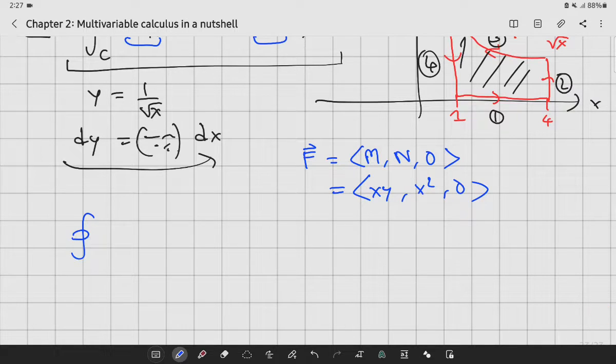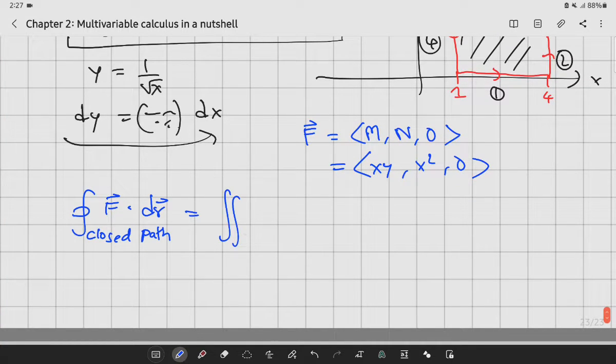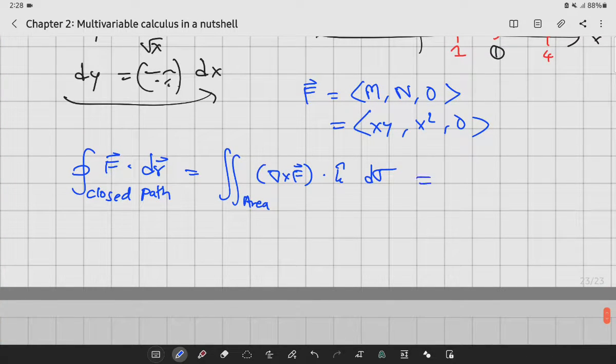This closed line integral, again, this is a really important thing that you have to satisfy. The path must be closed. You cannot apply Stokes Theorem if the path is not closed. We'll do an example that illustrates this later. Now, the important thing here is this is equal to the flux integral of curl of f. And as I said, since we're in the 2D plane, we can use k hat d sigma, where d sigma is the area element.